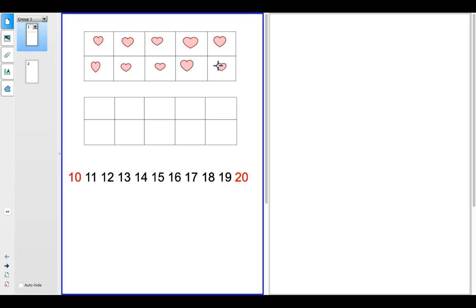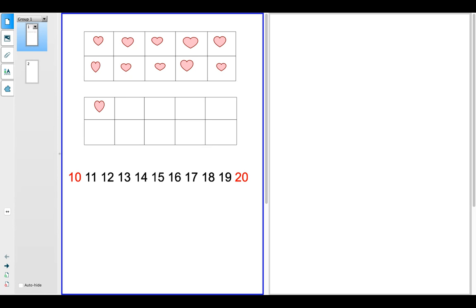So this is where we're going to start talking about those teen numbers. Teen numbers are always going to be 10 and some more. And let me show you what that looks like. So what number comes after 10? All right, here's a number line. After 10 comes 11. I'm going to show you by adding another heart. Okay, so this is what 11 looks like.